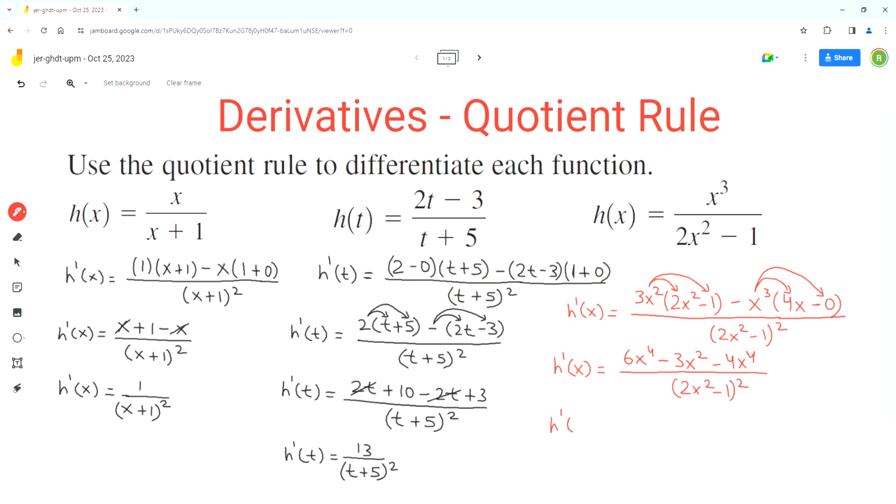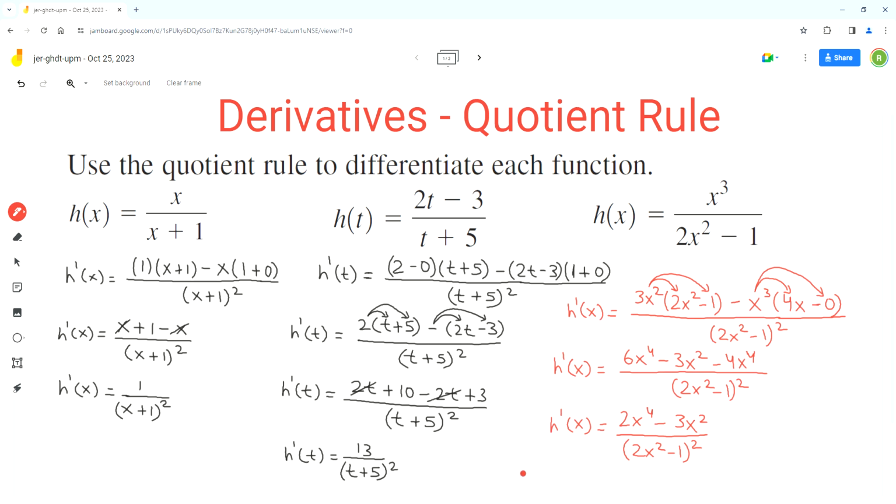Now we can reduce the numerator expression. So we can combine like terms. So 6x to the 4 and negative 4x to the 4 are like terms. So we can do 6 minus 4, which is equal to 2. So we get 2x to the 4 minus 3x squared, over (2x squared minus 1) squared. So this should be the final answer for the derivative of the expression h(x).